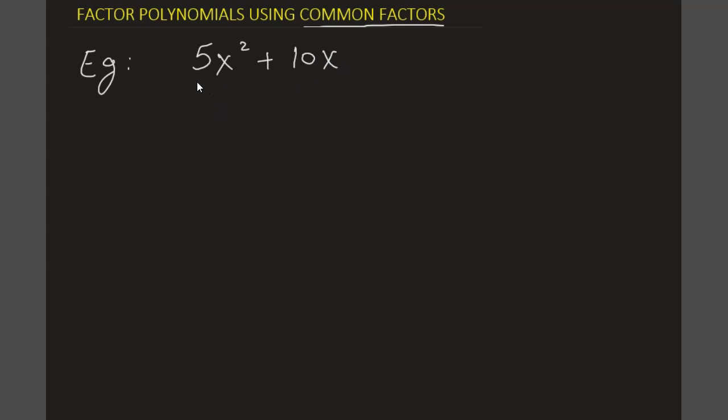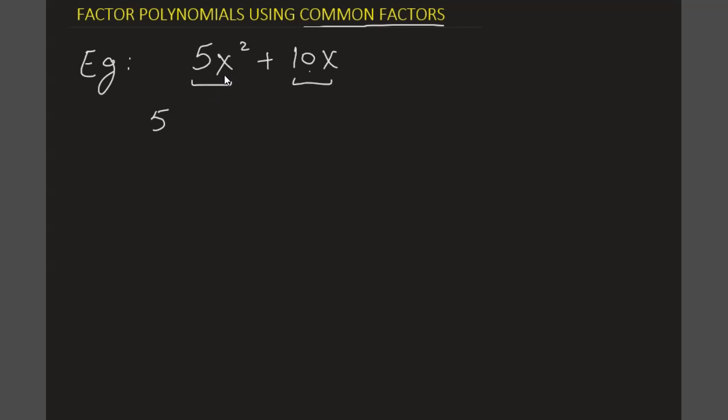This is a very easy example. All we have to do is check in these two terms of the polynomial, do we have any common number that can divide both 5 and 10? And we notice that 5 is the common factor. So that means 5 comes in the table of 5 and 10 also comes in the table of 5. So we leave this number outside.